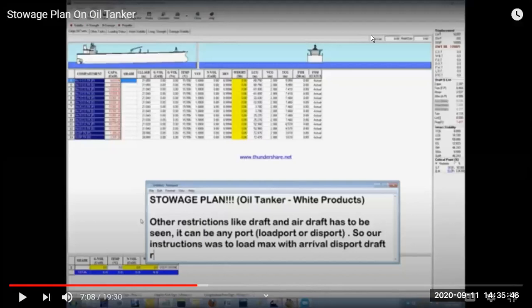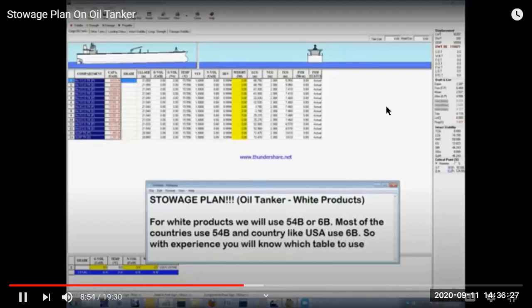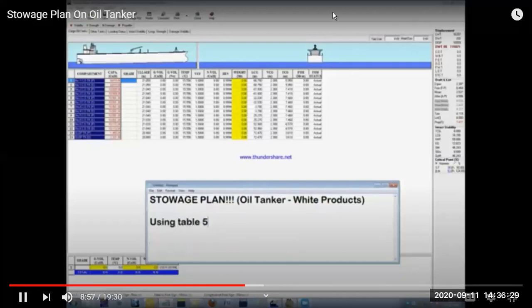Then we see all the other draft restrictions at the load port and discharge port. The main intention is to make the storage plan to have the maximum load at arrival at the discharge port, so that the charterers get the maximum benefit. For density corrections we have table 54B, or for USA and others we use 6B, but all these tables are already included in your Loadicators.